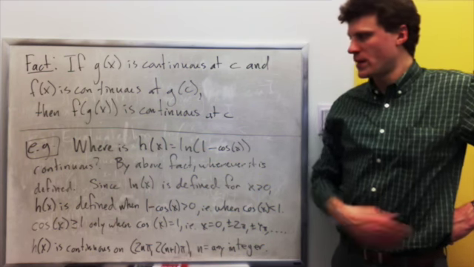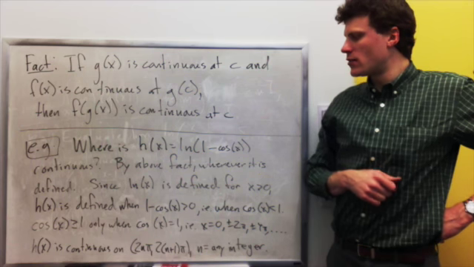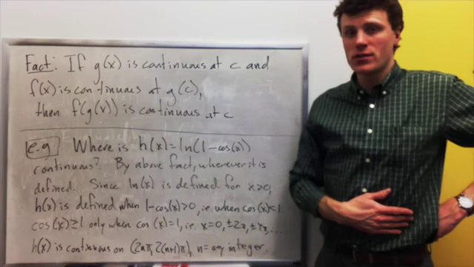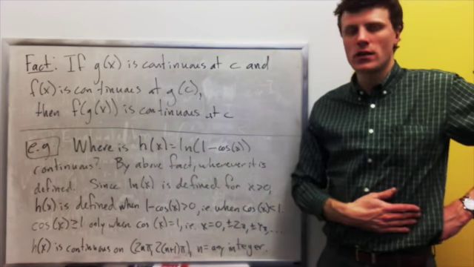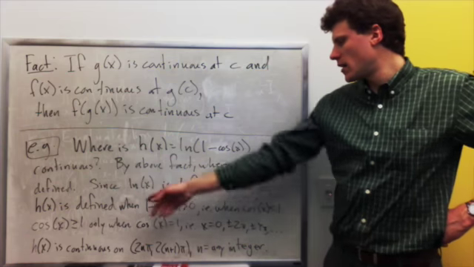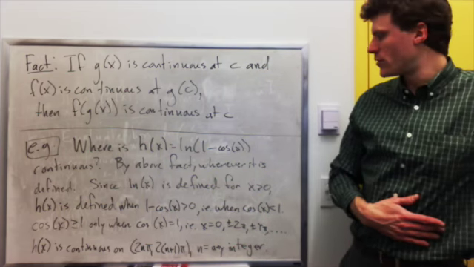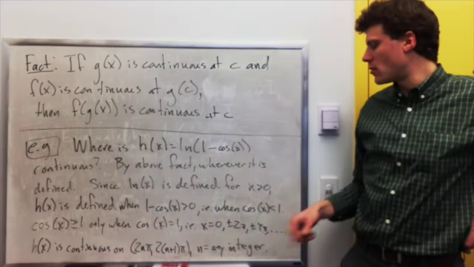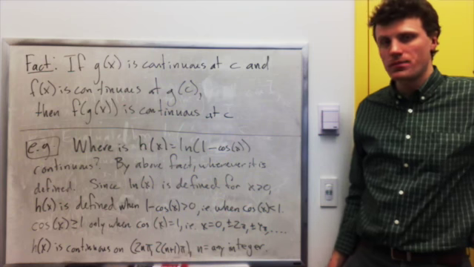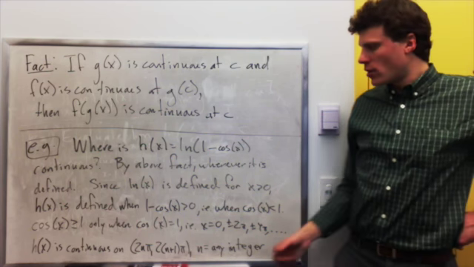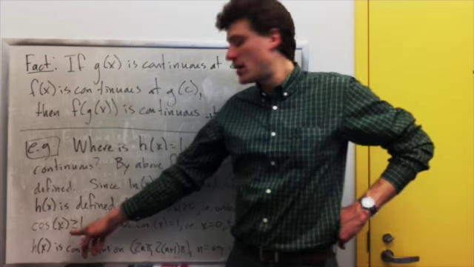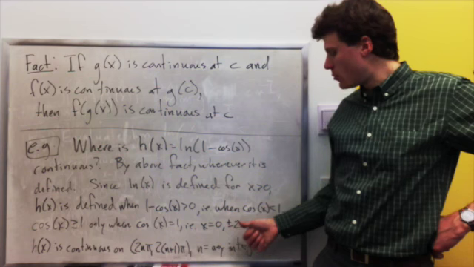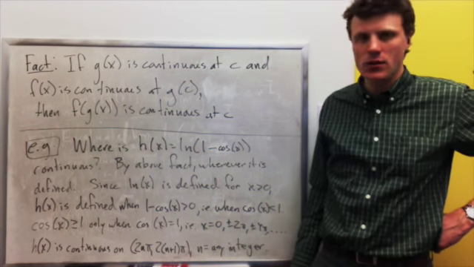Let's do an example. Where is h of x, which is log of 1 minus cosine of x, continuous? Well, the inside is always defined. The only problem is when log is undefined. Now, log is defined for x greater than 0, so h of x is defined when the inside is greater than 0, i.e. when cosine of x is less than 1. Well, when do things go wrong? When cosine is greater than or equal to 1. And that only happens when cosine is equal to 1, i.e. when x is equal to 0, plus or minus 2 pi, plus or minus 4 pi, etc.